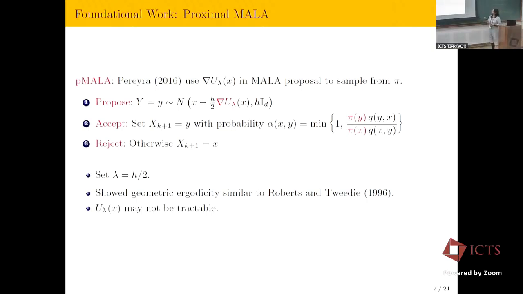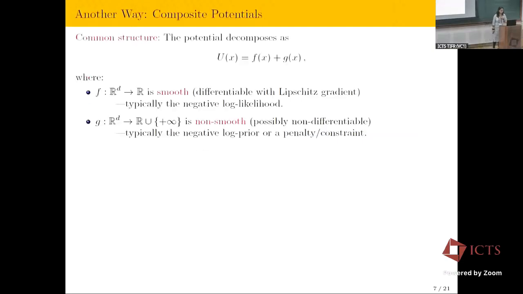And in this particular case, one sort of con is that because they're employing U, the potential of the full posterior, in many cases grad U lambda x is not completely tractable in closed form. And so there is an underlying iterative algorithm that needs to be called for every single step of the Markov chain. And so that's not ideal.